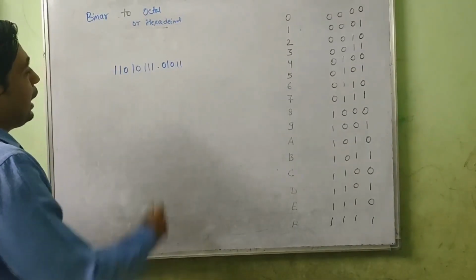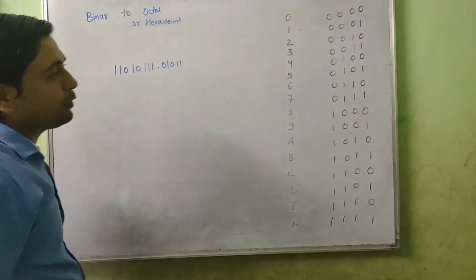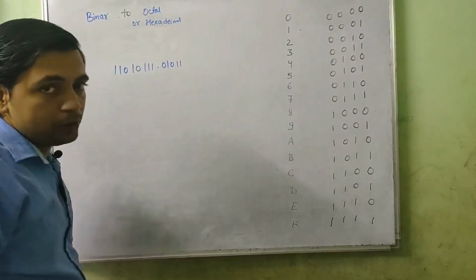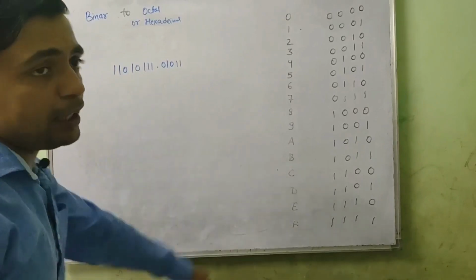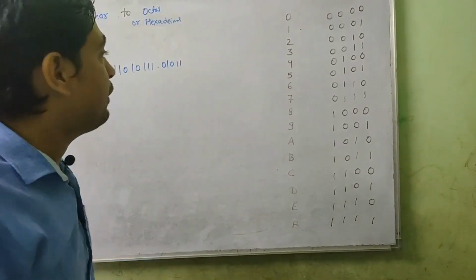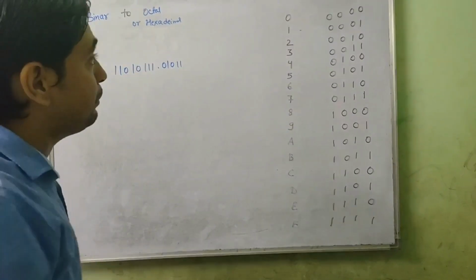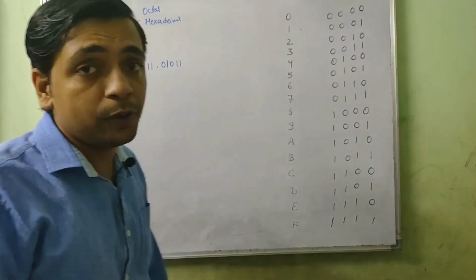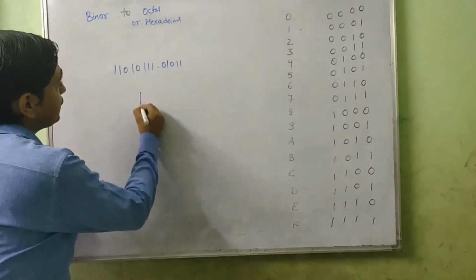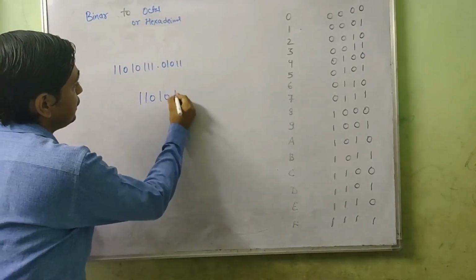We have to form groups of 3 or groups of 4. Whenever we are converting into octal, we will form groups of 3, and when we are converting into hexadecimal, we will form groups of 4. Again the same reason: 2 to the power 3 is 8, 2 to the power 4 is 16. So let's form groups of 3 first.